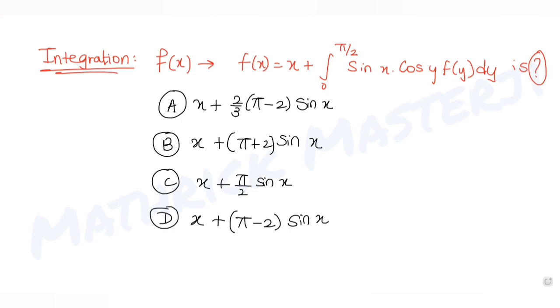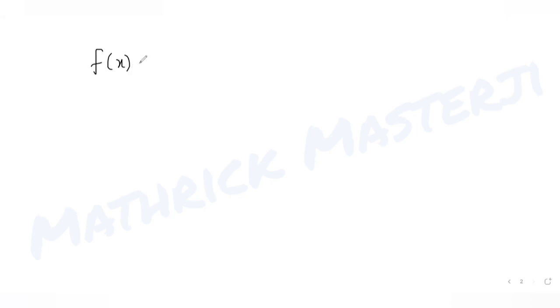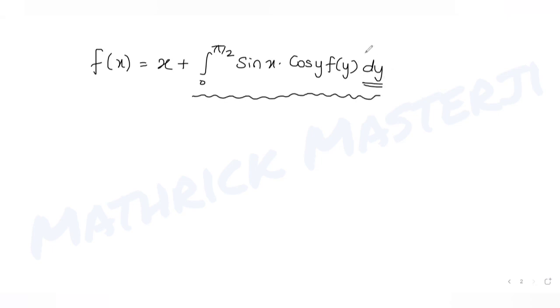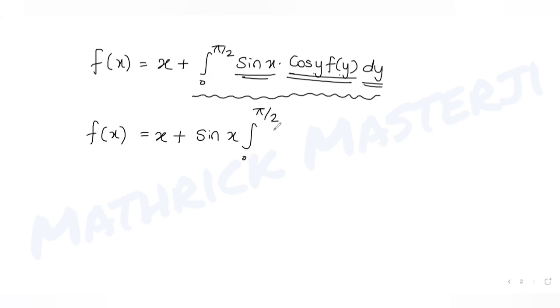So I have been given f of x here. I write that f of x is equal to x plus the integral from 0 to pi over 2 of sine x into cos y f of y dy. Now, this part is integrated with respect to the variable y. So cos y and f of y become the variables, but sine x basically becomes a constant value because you are integrating with respect to another variable y. So I can write f of x as x plus sine x, taking it out, times the integral with limits from 0 to pi over 2 of cos y f of y dy.